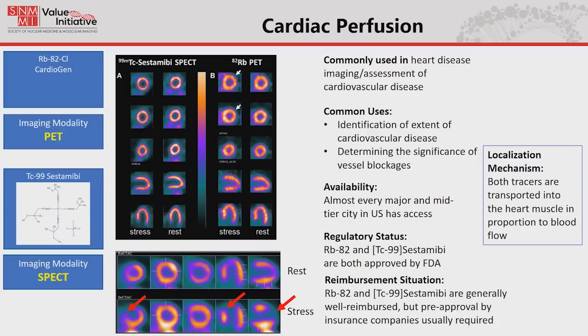Cardiac perfusion. So I have two examples here, both PET and SPECT. They do pretty much the same thing. Perfusion means how much blood is going to different parts of the heart. The left ventricle is the important one here. This is what pumps it all the way through. That's the big muscular part of the heart.